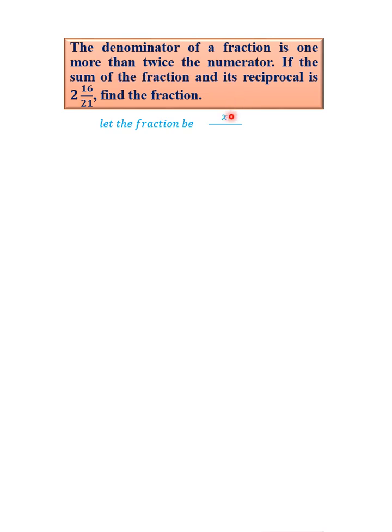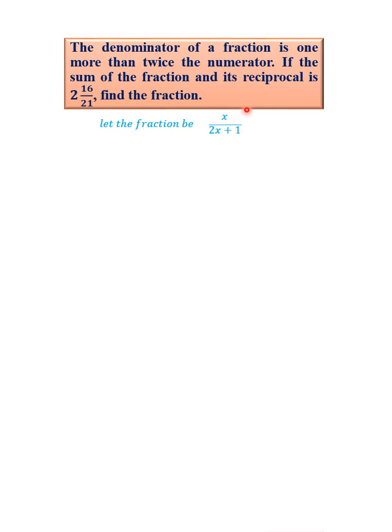If the numerator is x, twice the numerator becomes 2x. 1 more than twice the numerator becomes 2x plus 1. So the denominator is simply 2x plus 1. It is 1 more than twice the numerator if the numerator is x. So we have made a very useful assumption that says let the fraction be x over 2x plus 1. Now that we know the fraction, let's move to the next step.